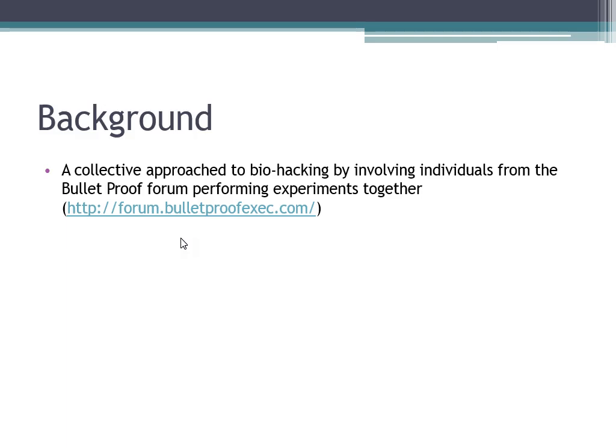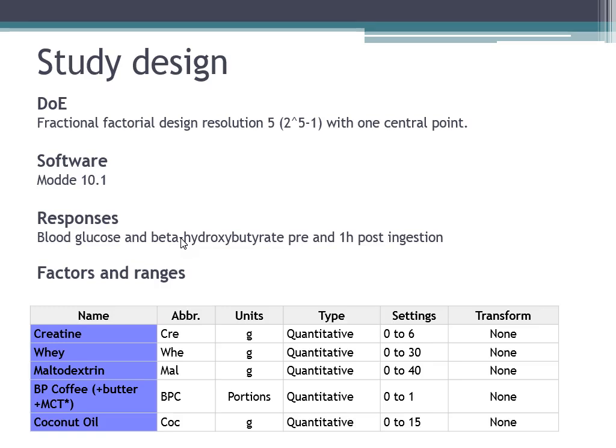So the background here is that I wanted to try a few things. And I will tell you in the end why I chose these things to look at. And the things are like creatine, protein, carbohydrates, and how they influence blood glucose. So what we did is that we took and measured blood glucose and beta-hydroxy, which is ketones, 1 hour after ingestion of a number of different things here.